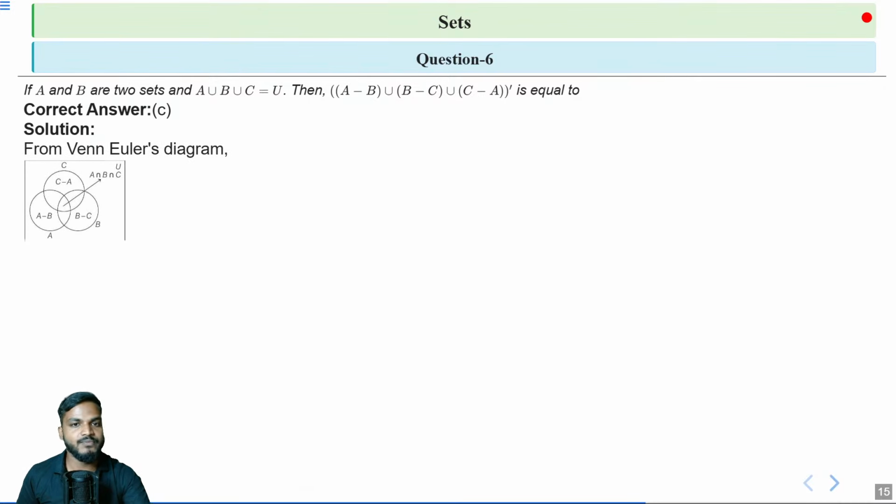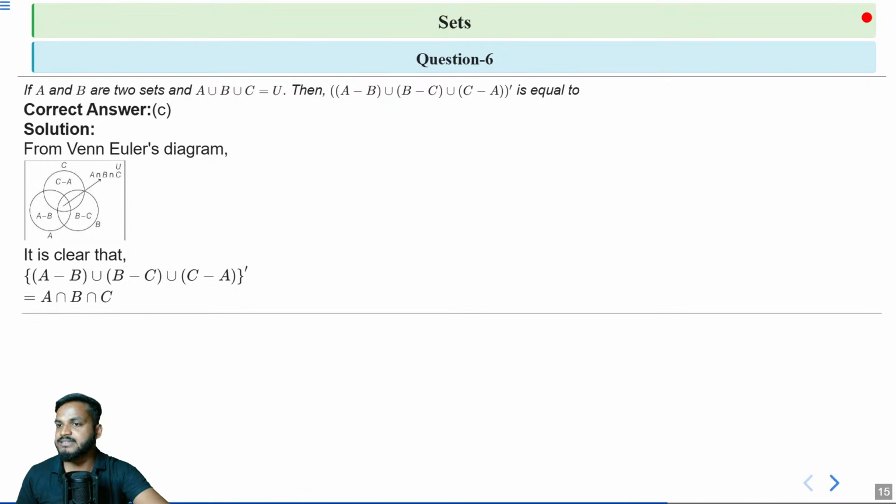From the Venn diagram, we can just construct a Venn diagram for all of this. There is first a rectangular region representing your universal set, then sets A, B and C, and then what is A minus B? An element belongs to A but not to B, that is your A minus B, then B minus C and C minus A. When we take the union of all and its complement, it is clearly visible that the answer is A intersection B intersection C. That is your answer for the complement of A minus B union B minus C union C minus A.